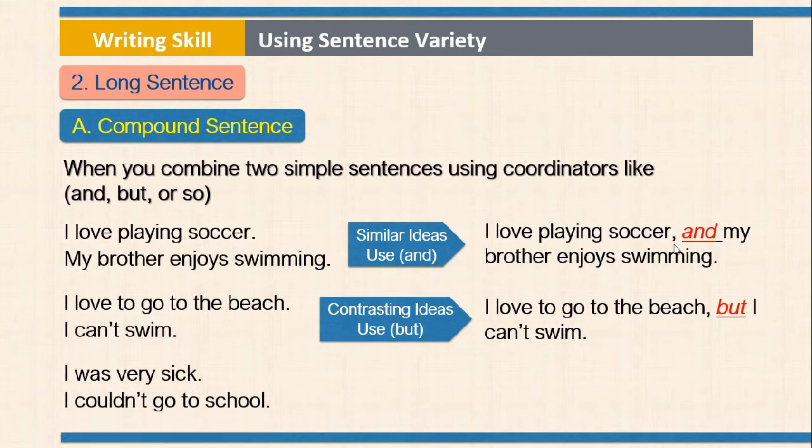Another example. I was very sick. I couldn't go to school. In those two simple sentences, we have a reason and a result. The reason I was sick and the result I couldn't go to school. In this case, we use so before the result.